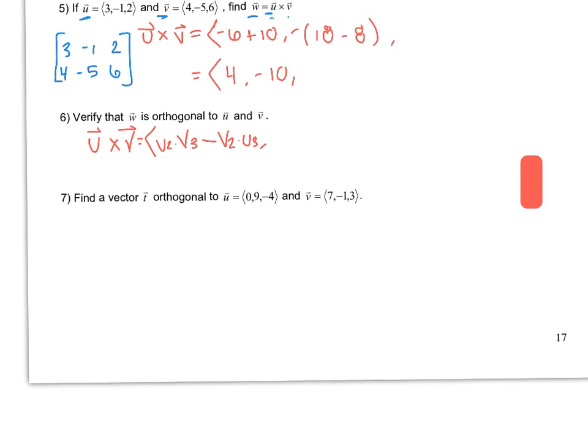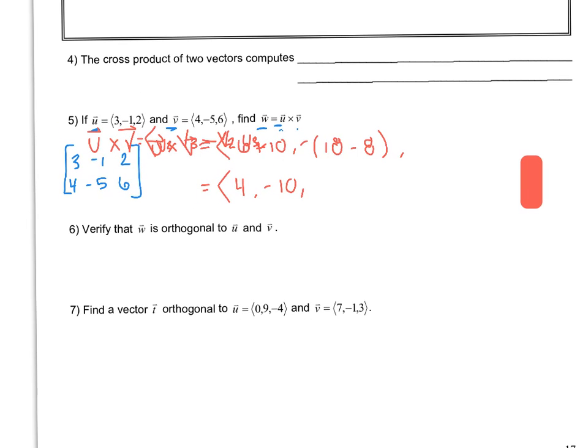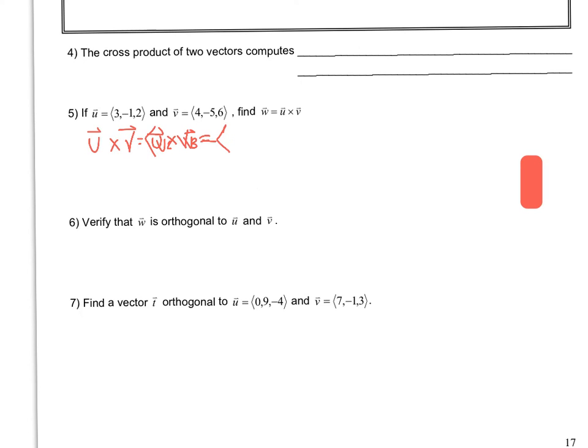Okay, so this last one, find a vector T orthogonal to both U and V. So first of all, this is basically asking the same thing we've already done in number 5, but the reason it's on here is because it's worded differently, and that's an important difference to make note of. Number 5 says, here are two vectors, find W, which is their cross product. It specifically has the cross product notation.